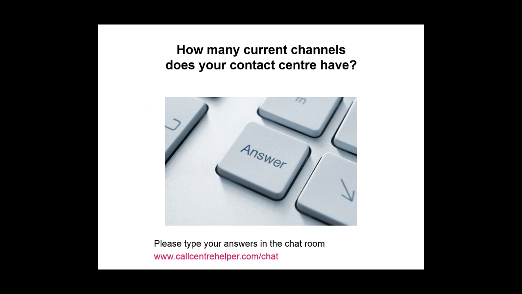So we've got the answers of 8. Alexander has 2 channels, which are email and voice. Elle is using chat as the latest channel. Paul says current channels are 4. So other answers: 4, 5, 2 with web chat being latest, 3 email, voice, live chat. Chris says 4. Sanjaya says 4. Rajan has 1, which is just voice. Tim says email, chat, phone, and remote support. Sergio, voice, email, and Facebook. Ashok has got 4. Paul says the latest channel they had is social media. So quite a range of channels there. So keep that coming in.